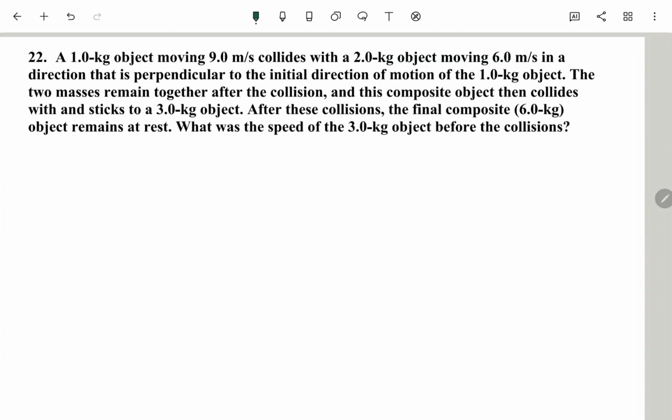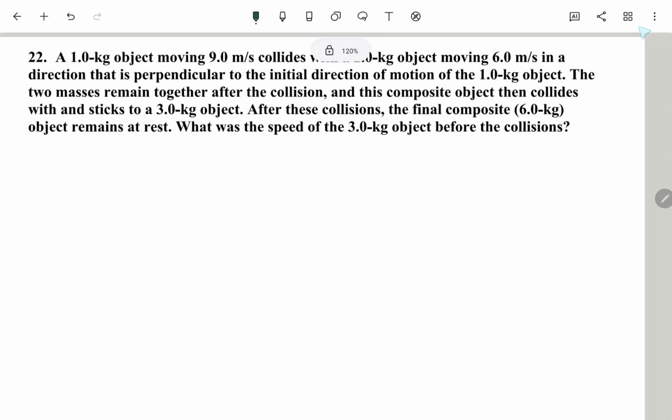A 1 kilogram object moving 9 meters per second collides with a 2 kilogram object moving 6 meters per second in a direction that is perpendicular to the initial direction of motion of the 1 kilogram object. The two masses remain together after the collision, and this composite object then collides with and sticks to a 3 kilogram object. After these collisions, the final composite, which is 6 kilograms in this case, remains at rest. What was the speed of the 3 kilogram object before the collision?